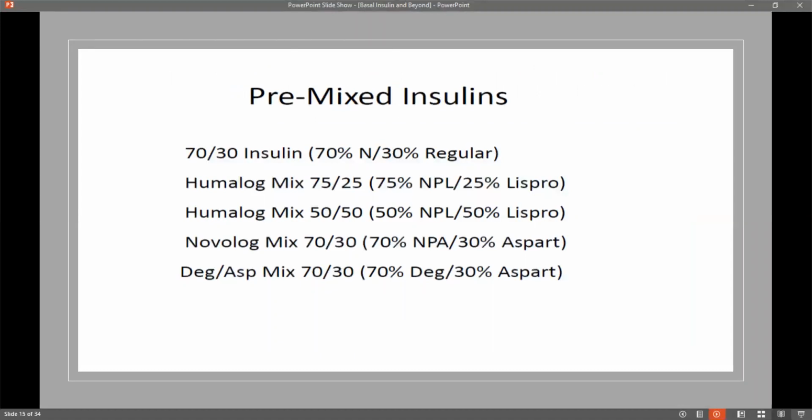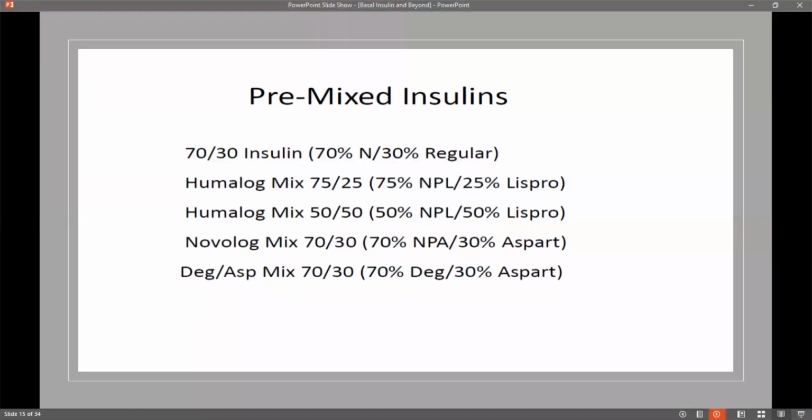Okay, so I think we will talk about the premix today as well. So these are the options that we have for the premixed insulins. Now, again, this is the NPH and the regular insulin in the ratio of 70% to 30%. So 70% of the dose will be NPH, the intermediate acting insulin, and 30% of the dose is the regular insulin. So if the patient is taking 20 units of this insulin, NPH and R, then that means 14 units is NPH and 6 units is the regular insulin.